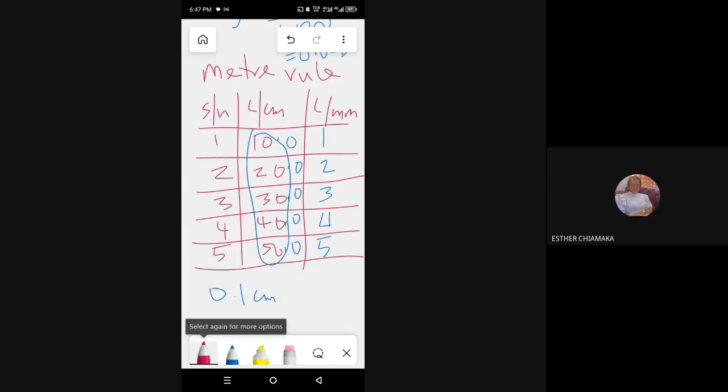No. So this answer is wrong. Sir, excuse me. 10.0 and 2, are they the same? No, sir, they are not. So this answer is wrong. 30.0 and 3, are they the same? No, sir. So what will be the correct answers now?